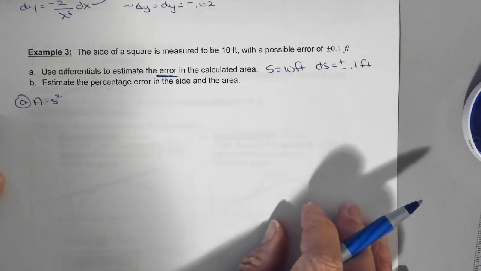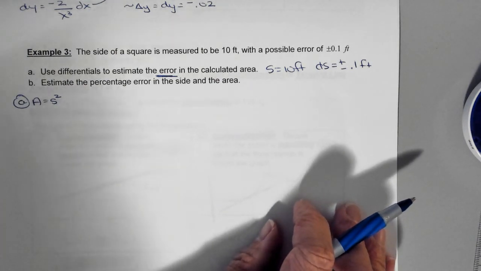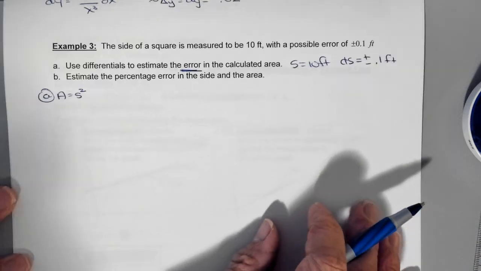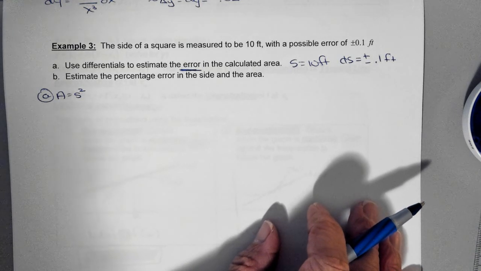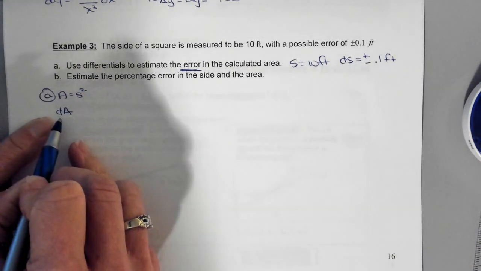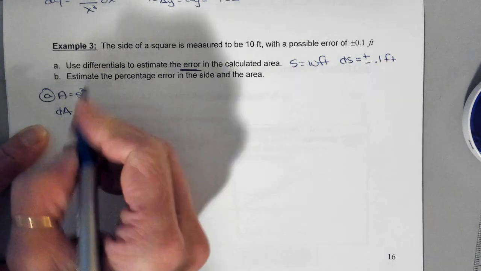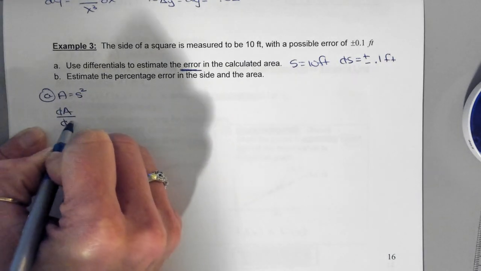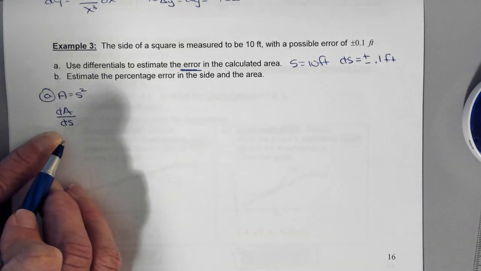If we're saying that error is also a change, what do I have to do to my area formula? We have to take the derivative. How do I represent the derivative of the area? dA, right. So what this represents is the possible change in the area based on the possible change in the sides of the square.